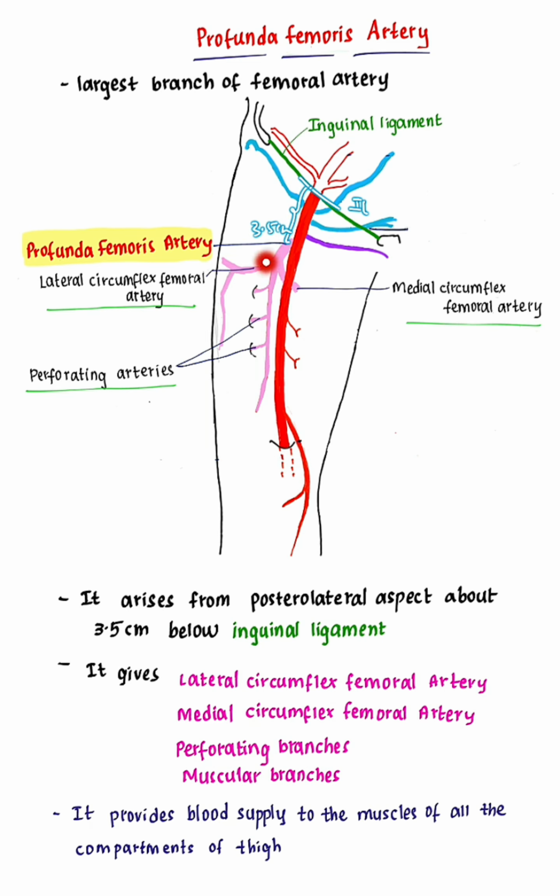Lateral circumflex femoral artery passes between anterior and posterior divisions of femoral nerve. Medial circumflex femoral artery disappears by passing between psoas major and pectineus. Profunda femoris artery gives 4 perforating branches, 1, 2, 3 and it terminates as 4th perforating branch. Profunda femoris artery provides blood supply to muscles of all compartments of thigh.